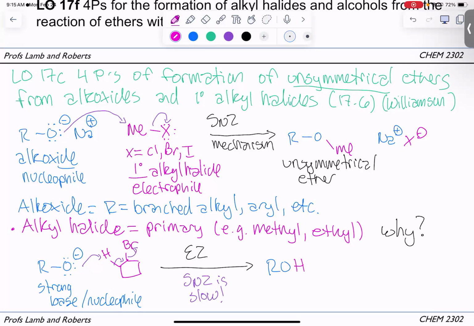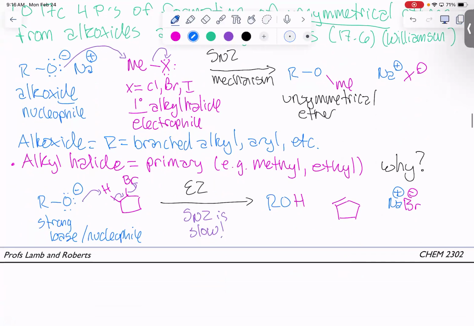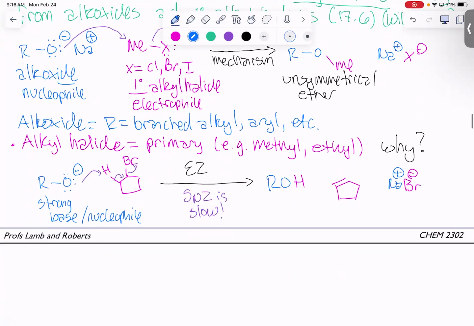And then we would just have cyclopentene. Our byproducts of this reaction, we would still have our bromide around and our sodium as well. Right, so we cannot use anything other than a primary alkyl halide. All right, so let's review how we make this strong nucleophile, this alkoxide.